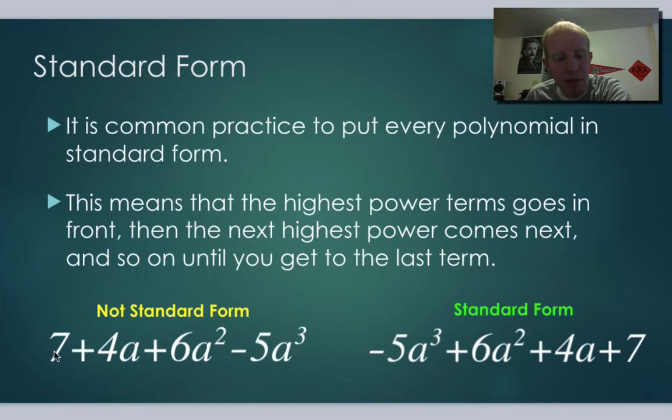So it should be in front, not on the very back. So we're going to put the 5a cubed in front. Then we'll find the next highest power term, which is 6a squared. We'll put that next. Then the 4a is the next highest power term. We'll put that next. And then the 7 is last. So this is standard form, whereas the other one was not.